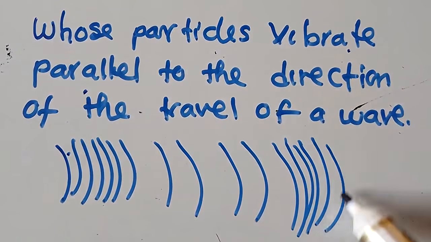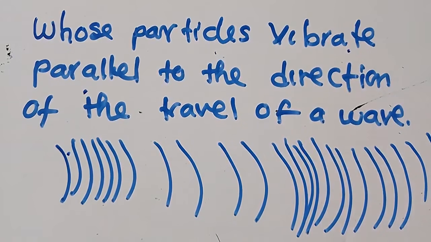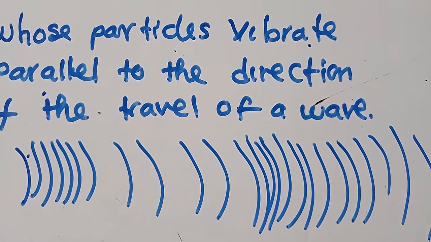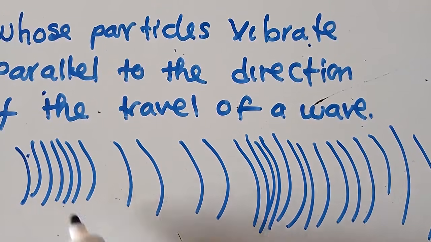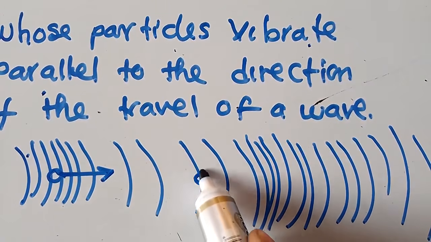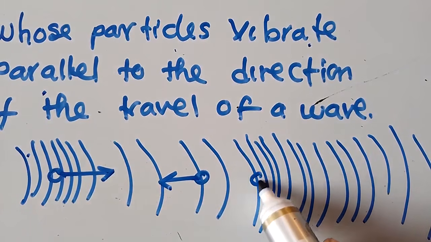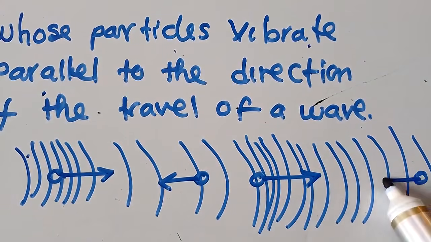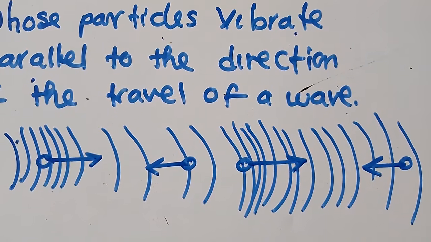This is a best example. They are moving like this. Have you seen? This is how they get to move. So in here, the particles get to vibrate like this. At this point, they are vibrating like this. So this is how they get to vibrate.